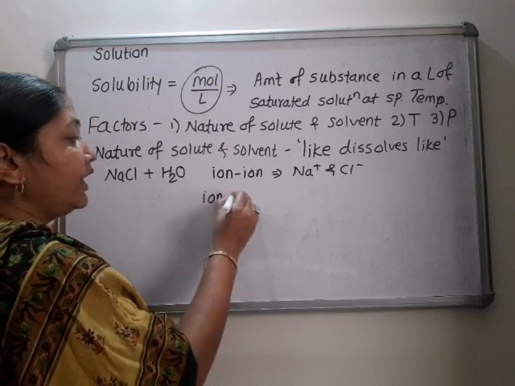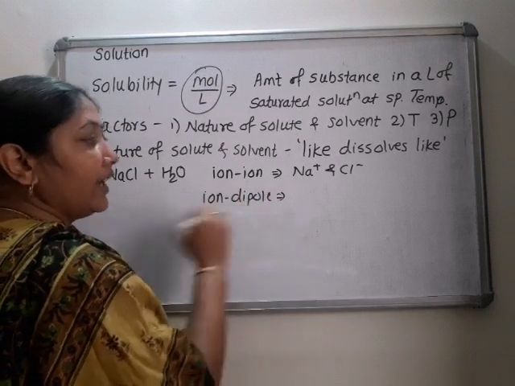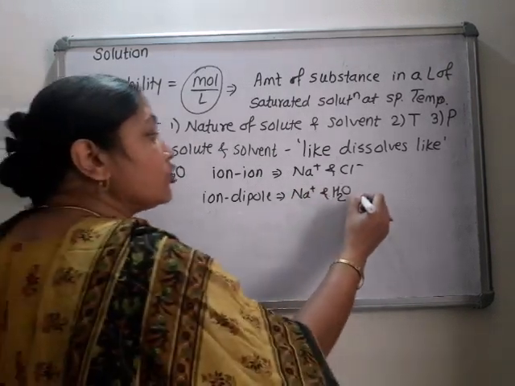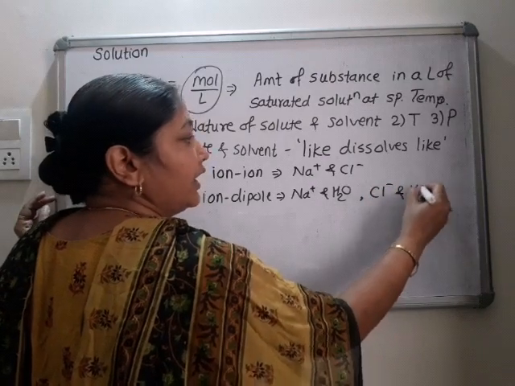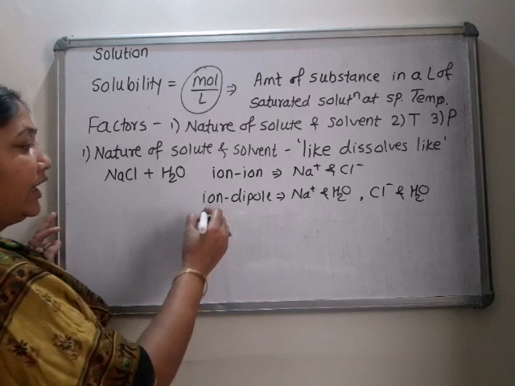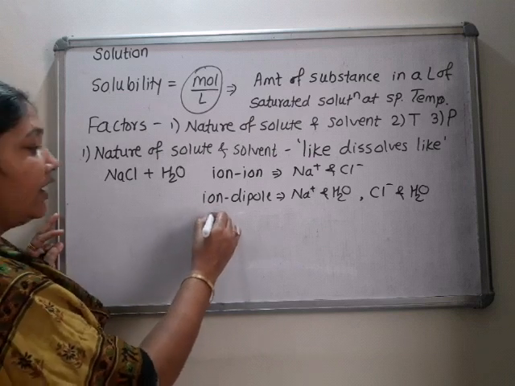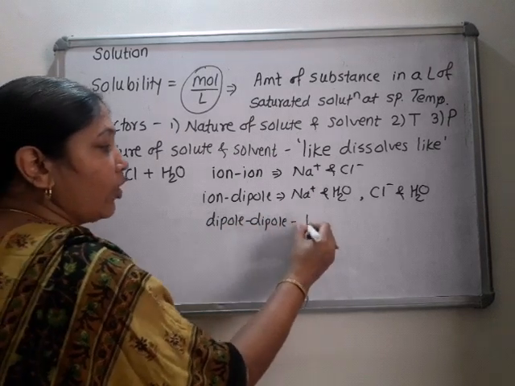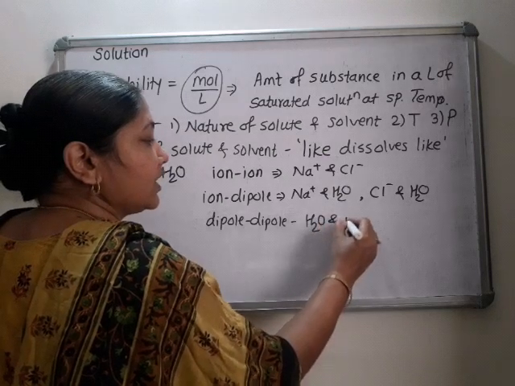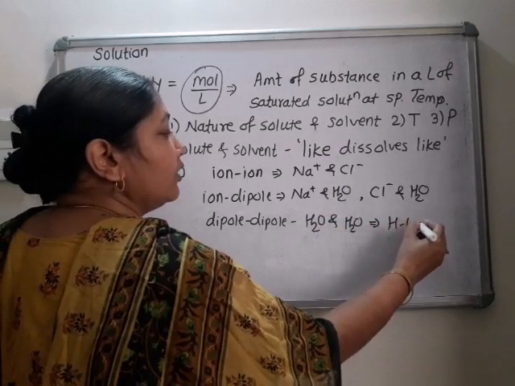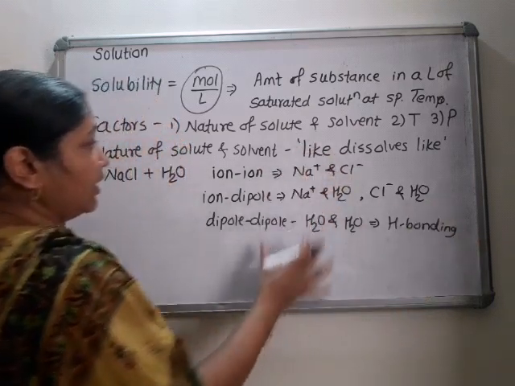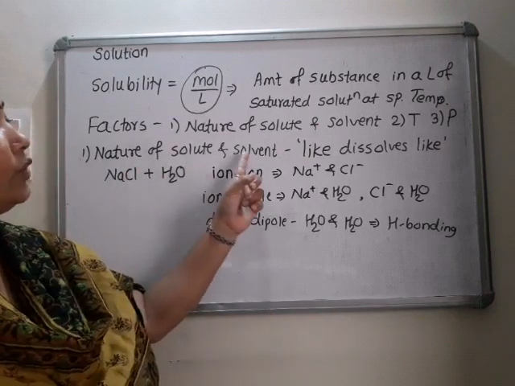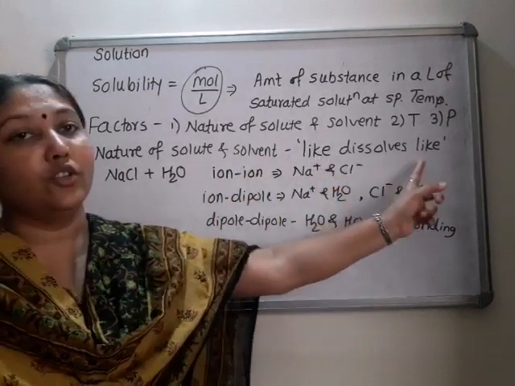Then there is ion-dipole interaction, which means Na plus and water interact with each other, and also Cl minus and water interact. And one more is dipole-dipole interaction, or hydrogen bonding. Water molecules get connected to each other through hydrogen bonding, and because of all this NaCl is soluble in water. So for nature of solute and solvent, the rule is like dissolves like.